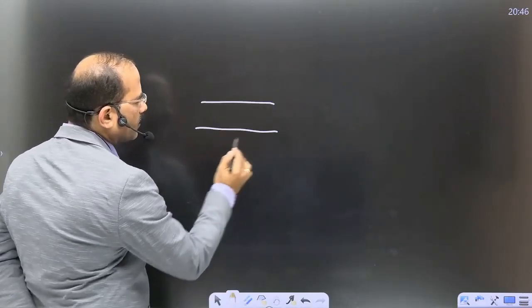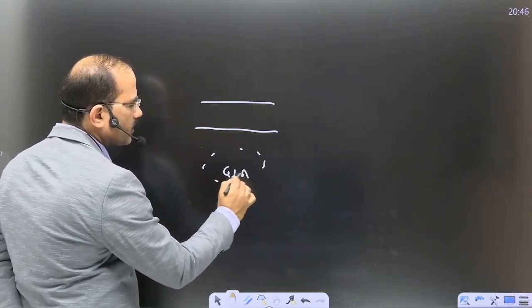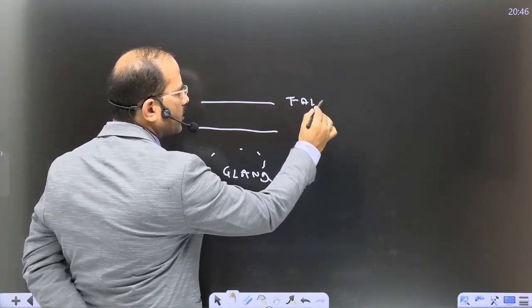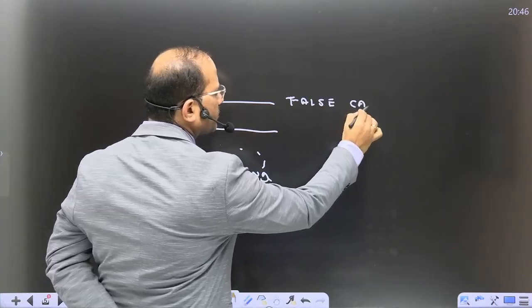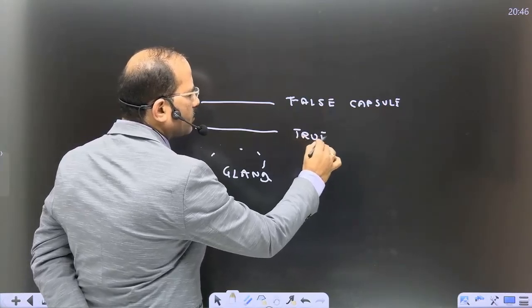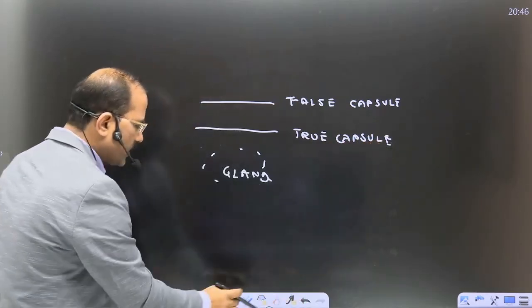One more thing about this thyroid gland. See, this is the gland here. This is the thyroid gland. What is this? That's the false capsule. This is the false capsule. What is this? That's the true capsule. True capsule, right? Where is the venous plexus?